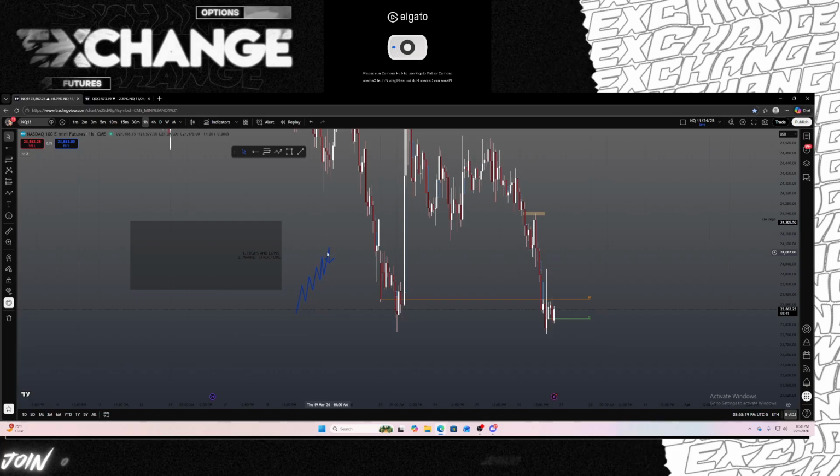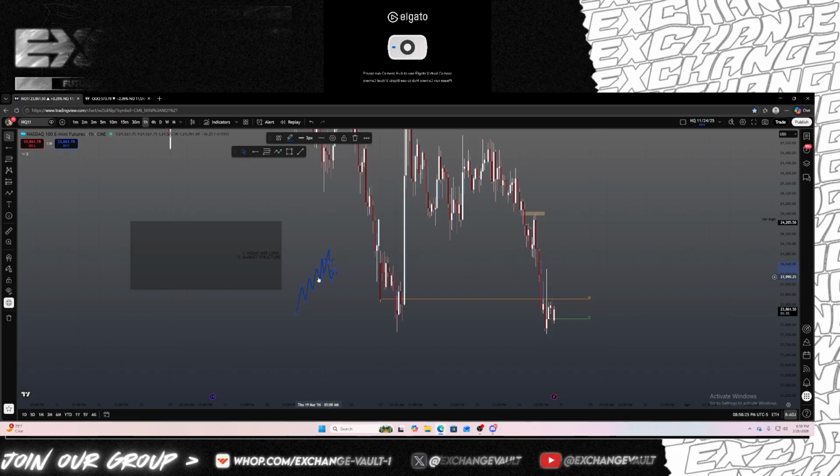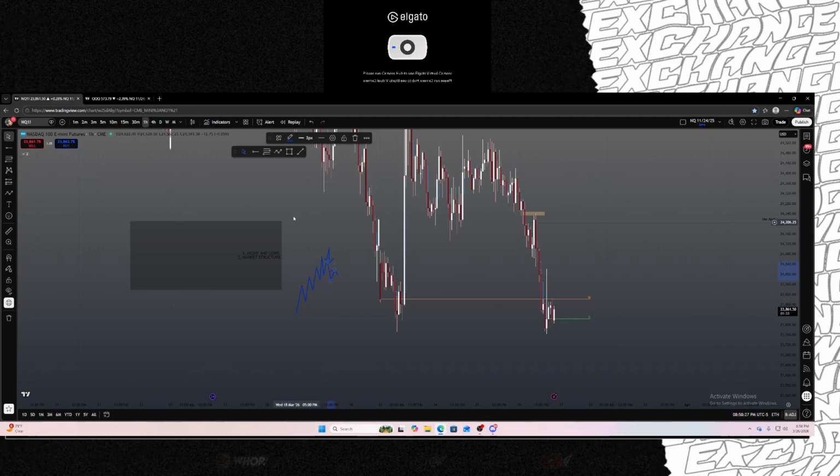So for an uptrend to be invalidated, what needs to happen? The previous low needs to break, right? And that is for an uptrend to be invalidated, okay?